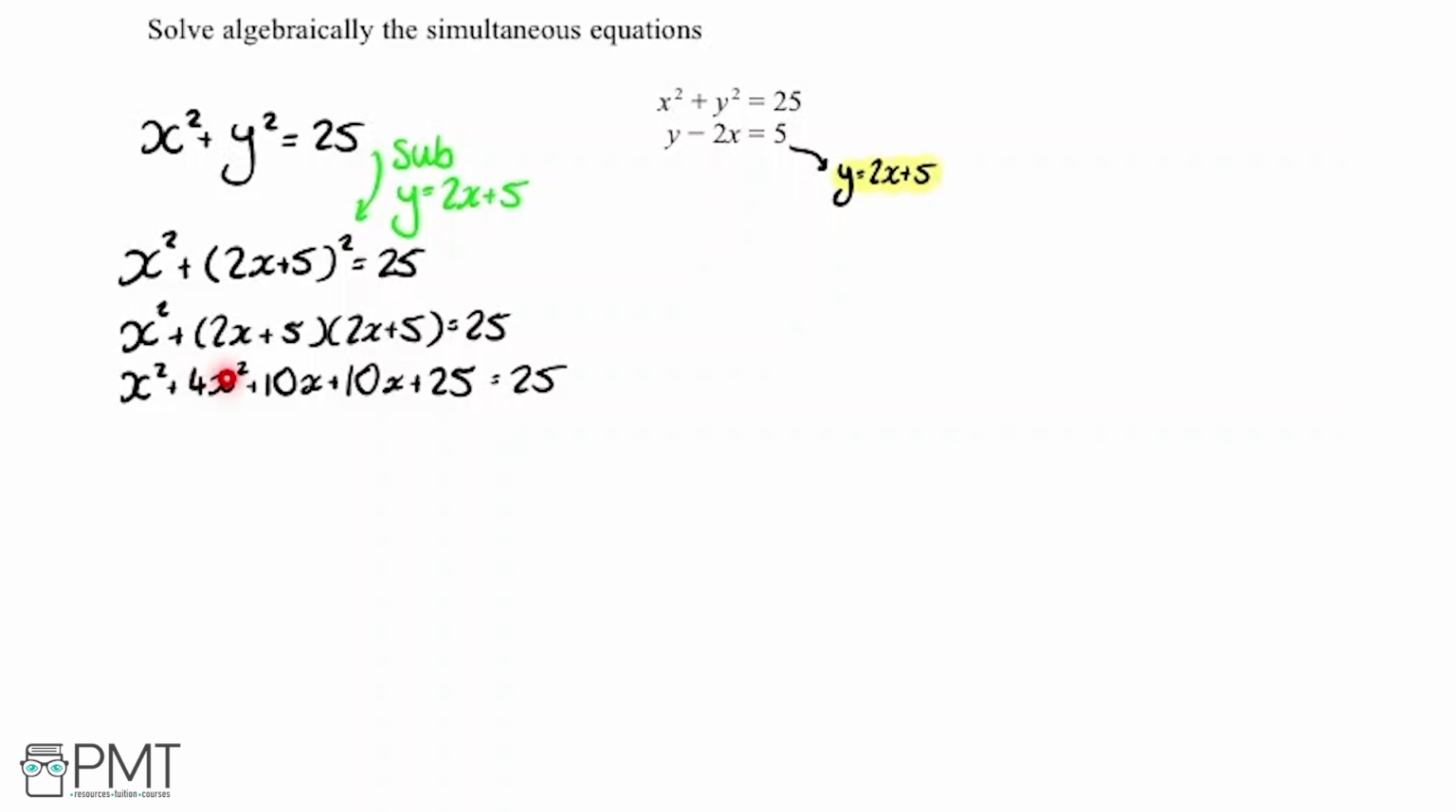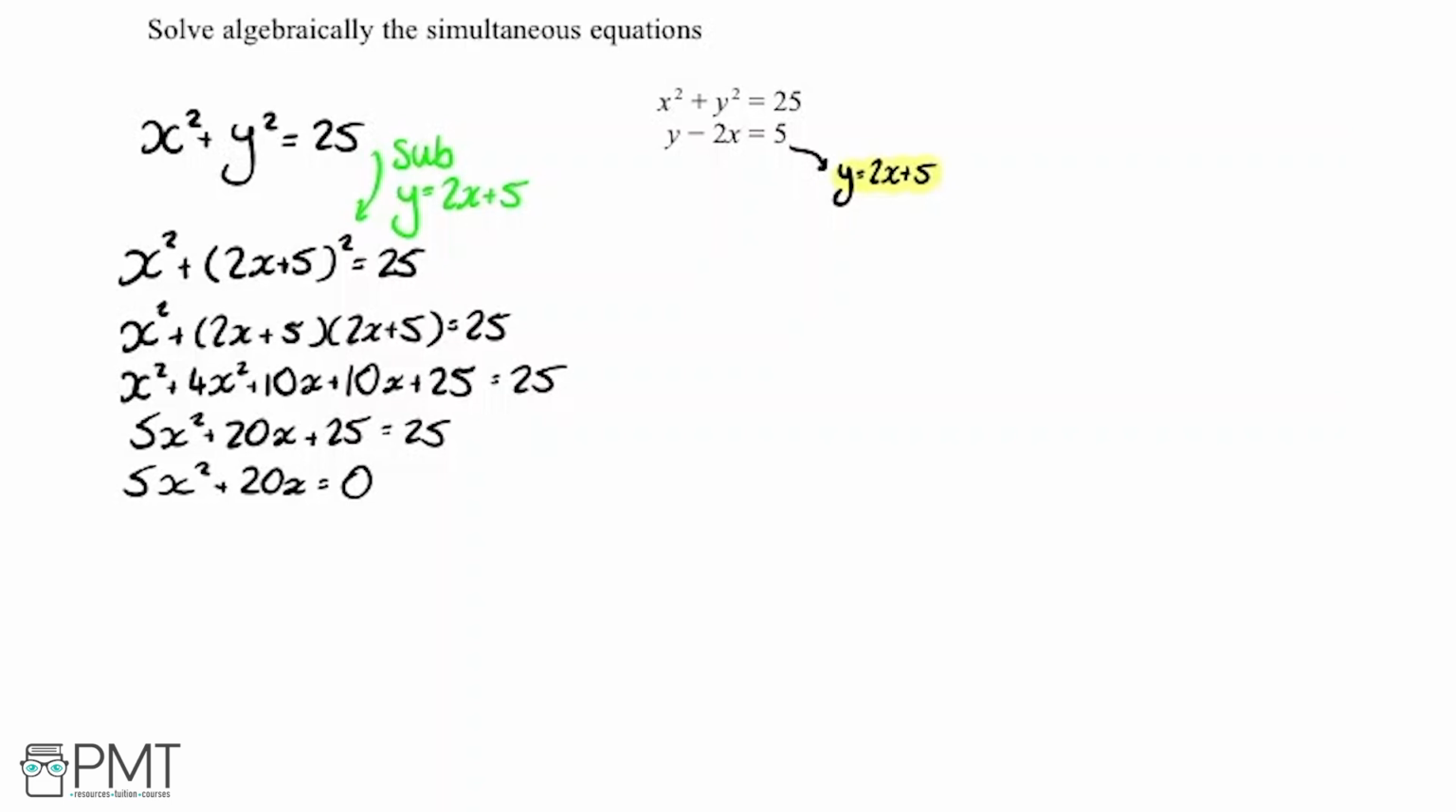Now I'm going to tidy this up a bit and clean it up. So we can add these two terms together, giving us 5x squared. Add these terms together, we're going to get 20x. And then I'm going to leave the plus 25 here equals 25. Now we can do one more tidying up. We can do 5x squared plus 20x again. But if we subtract 25 from both sides, we'll just be left with equals 0.